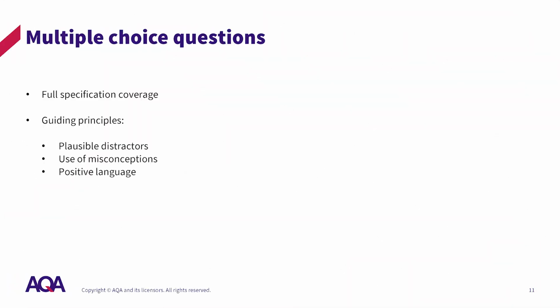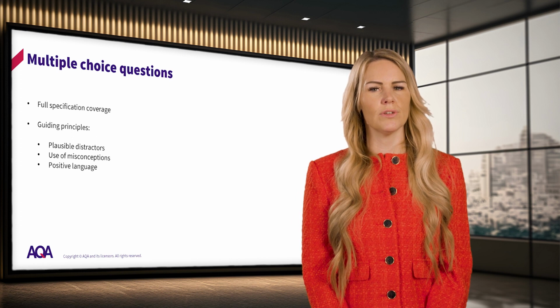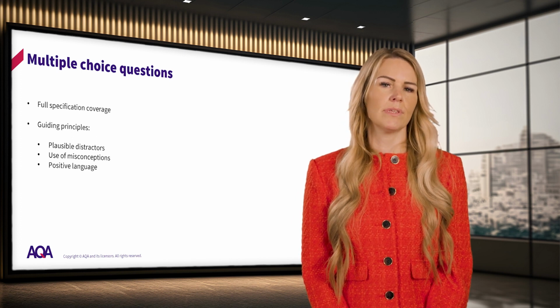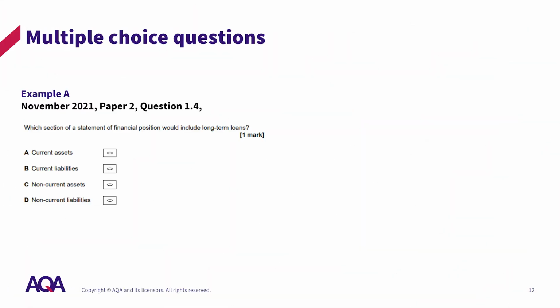The final principle is that for GCSE Business multiple choice questions, the question stem should be written positively. For example, question writers must not ask, which of the following is not a method of advertising, or which method of advertising is least likely to be used by a small business, as this reduces the chance of students selecting the wrong answer because they've misread the question.